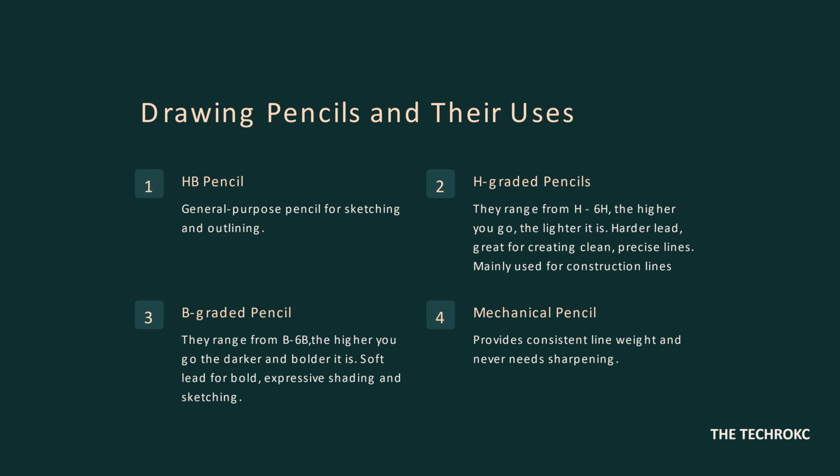Then we have the mechanical pencil. The mechanical pencil is a pen-like pencil. It looks like a pen. It has uniform, consistent line width, and it does not need sharpening. So these are the basic types of drawing pencils we have.